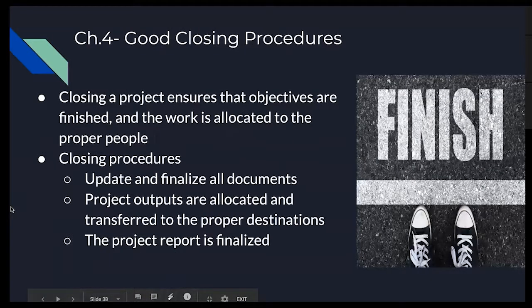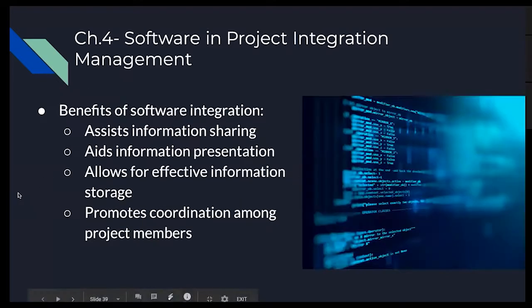Now, with closing procedures, we touched on them a little bit, but just to go over them one more time, closing procedures are essentially the project's done. The work has been allocated to the proper entities, proper people, and documents are updated and finalized, project outputs are allocated and transferred to proper destinations, the project report is finalized, everything is done.